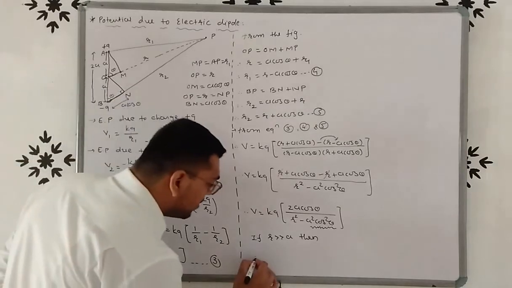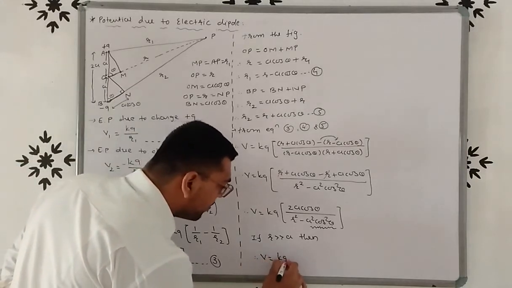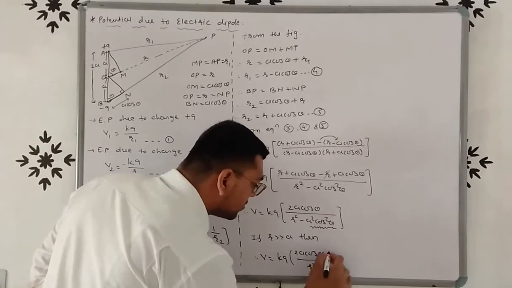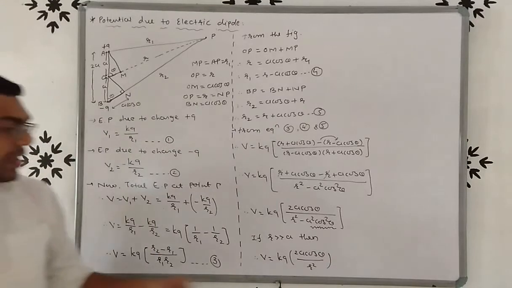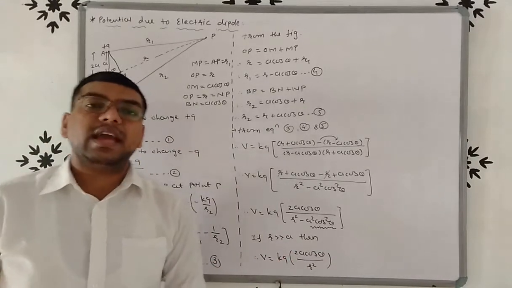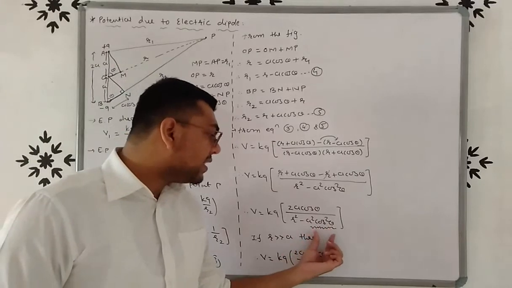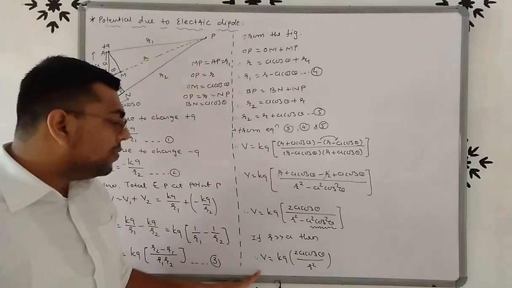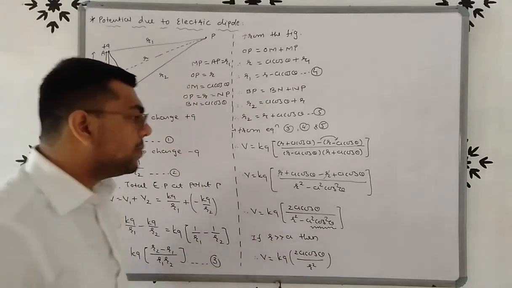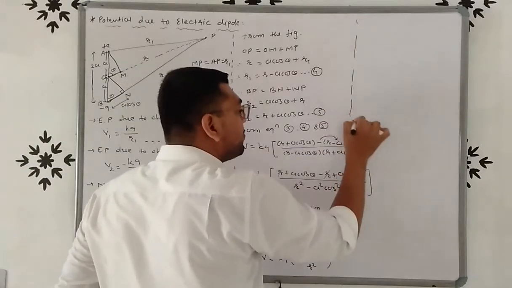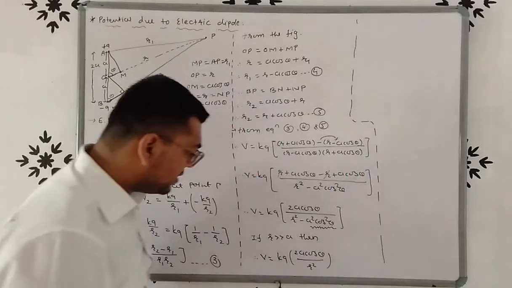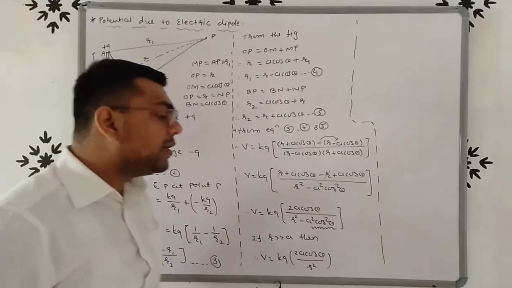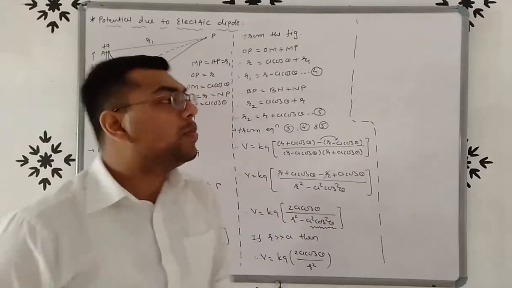So we get V is equal to KQ into 2a cos theta upon r square, because if r is much greater than a, we can easily neglect a square cos square theta as compared to r. So V is equal to KQ 2a cos theta upon r square. Now see here friends, KQ into 2a, we know that Q into 2a is the electric dipole moment.